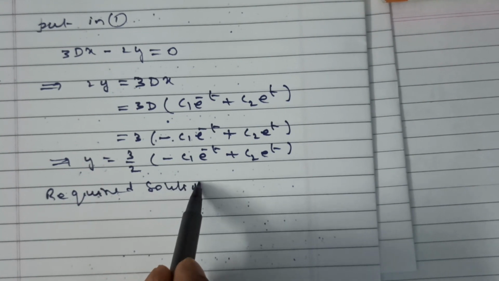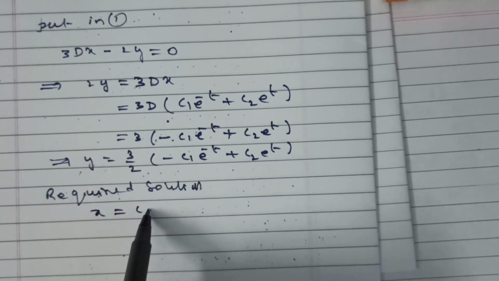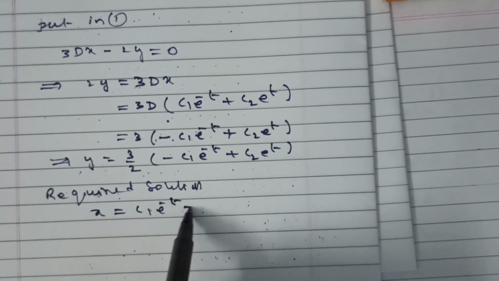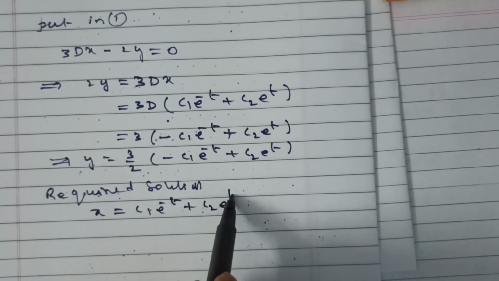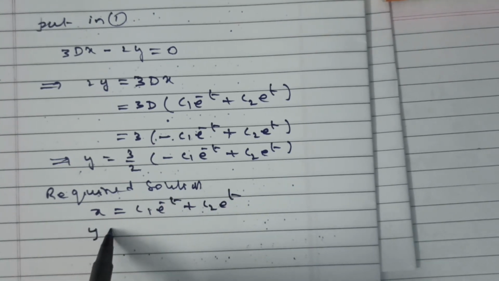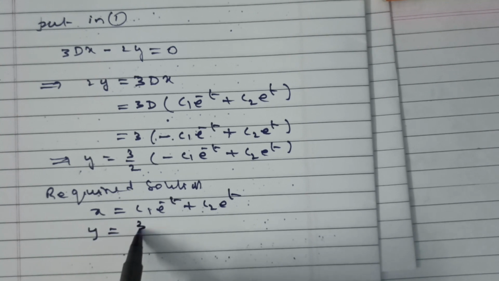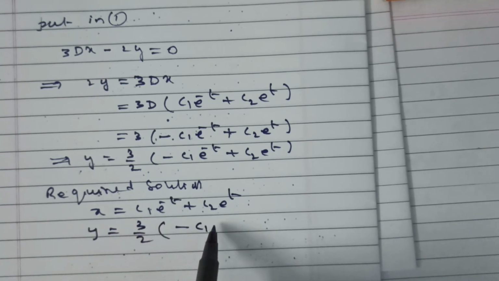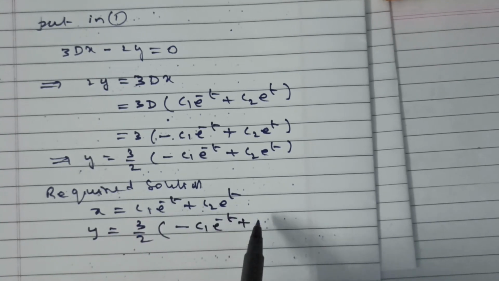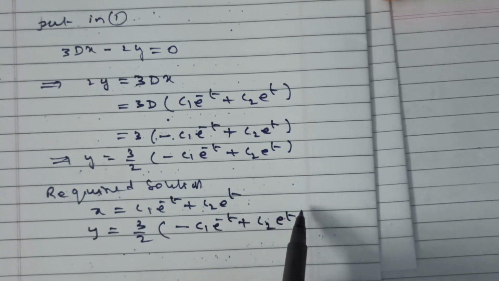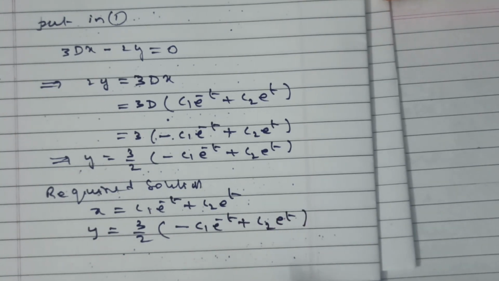Required solution: x is equal to c1 e power minus t plus c2 e power t and y is equal to 3 by 2 into minus c1 e power minus t plus c2 e power t is the required solution.